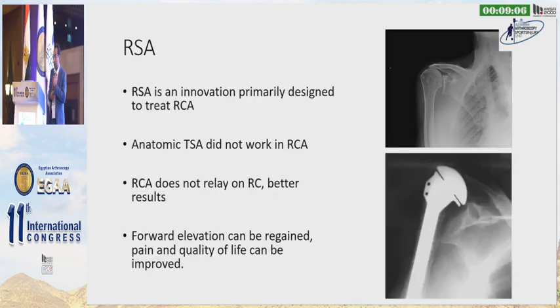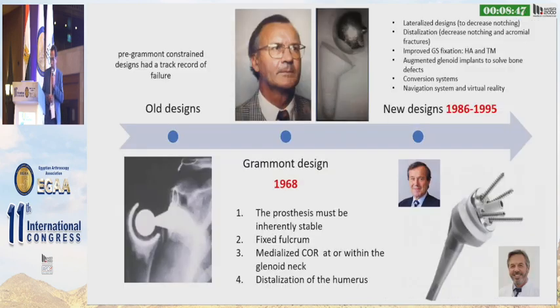Reverse shoulder arthroplasty was designed to treat cuff arthropathy where anatomic shoulder replacement didn't work. Reverse arthroplasty doesn't rely on the rotator cuff, with better results, and has improved the range of motion for the treatment of cuff arthropathy. The design passed through different generations, starting from older designs to the Grammont design and then new designs, for the sake of improvement of the prosthesis.